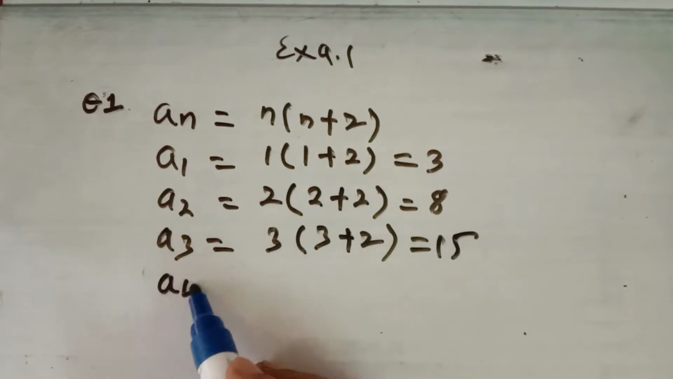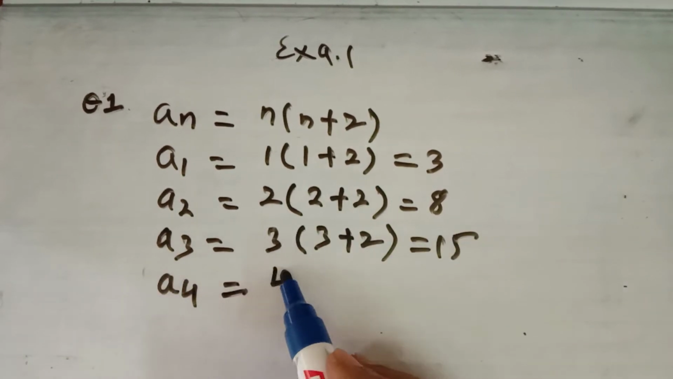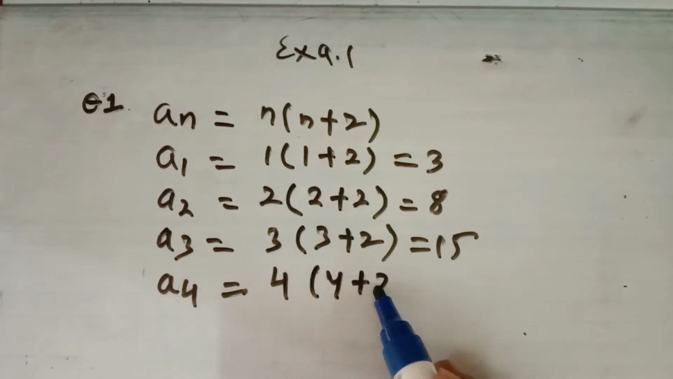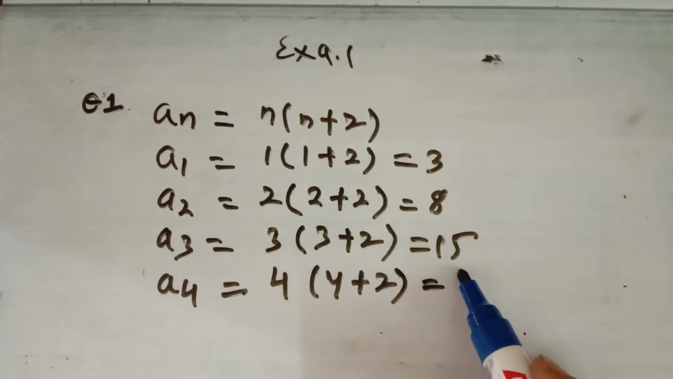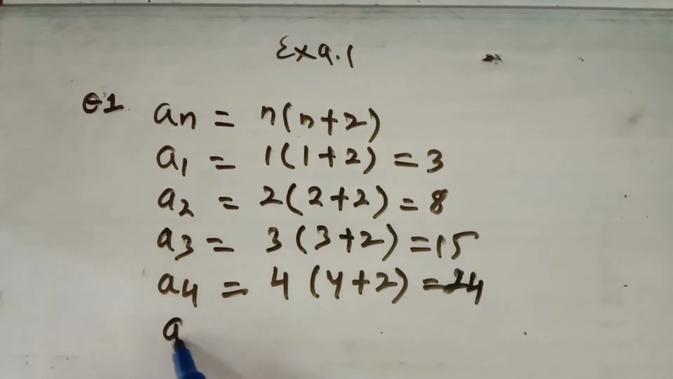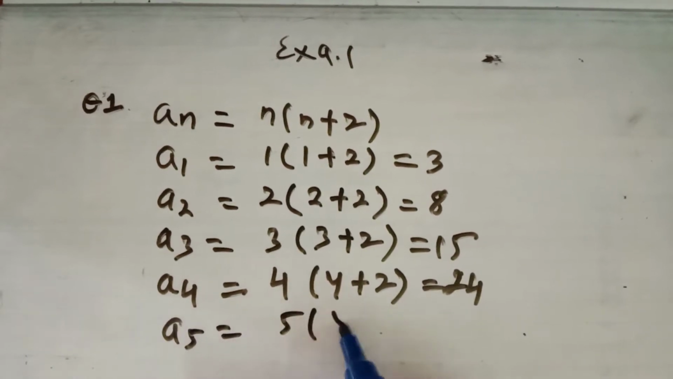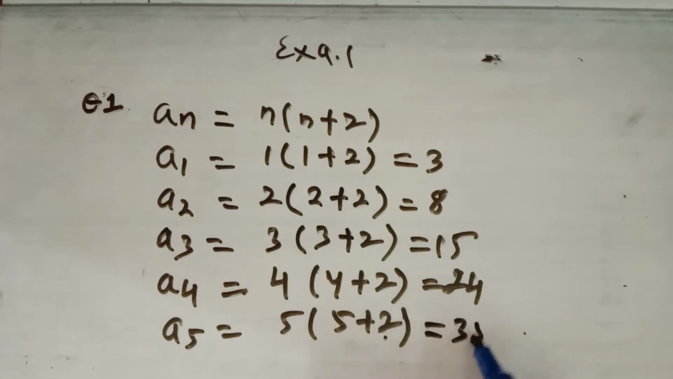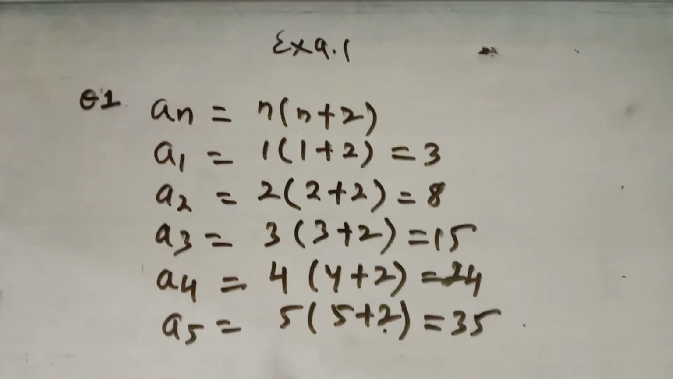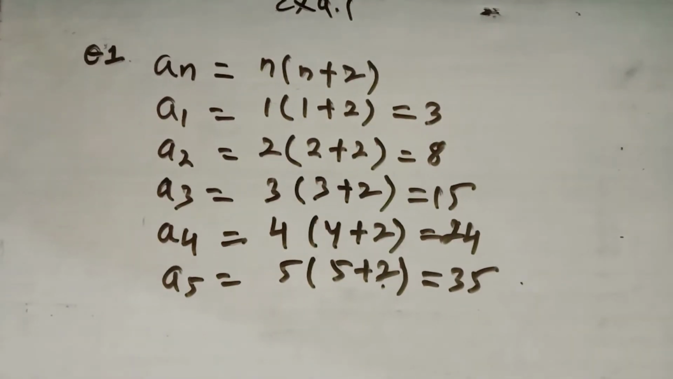And you have to find like this. How many terms? 4 terms. So 4 plus 2, that is 6, 4 sixes are 24. And a5, that is 5 plus 2, that is 7, 5 sevens are 35, and so on. So you have to find only the first 5 terms in question number 1, or rather from 1 to 6. You have to find the first 5 terms of the given sequence.